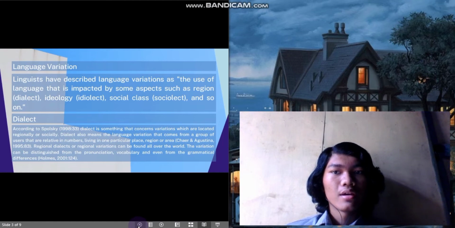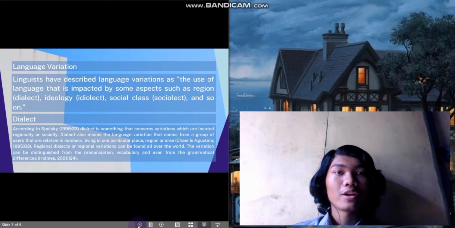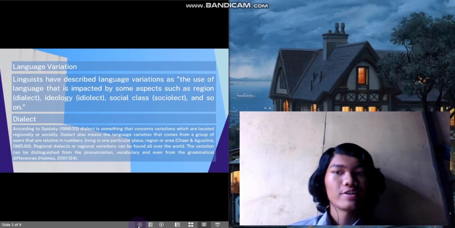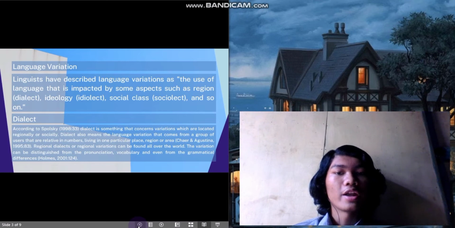Language variation. Linguists have described language variations as the use of language that is impacted by some aspects such as region or dialect, ideology or idiolect, social class or sociolect, and so on. Dialect, according to Spolsky, is something that concerns variations which are located regionally or socially. According to Chaer and Agustina, dialect also means the language variations that come from a group of users, relative in numbers, living in one particular place, region, or area.